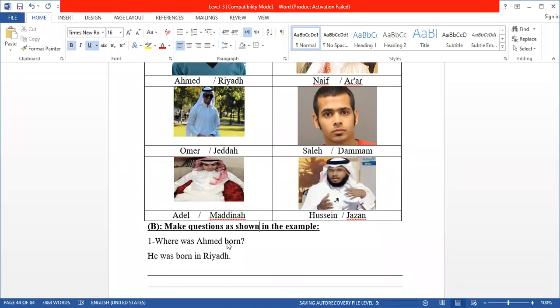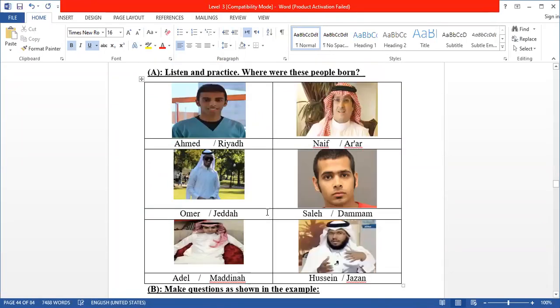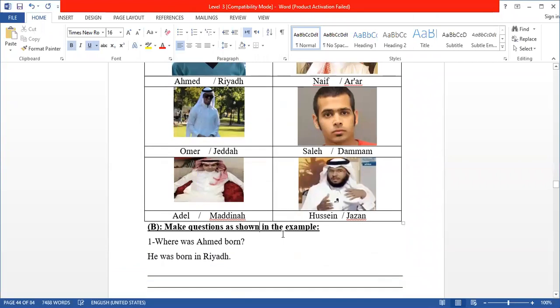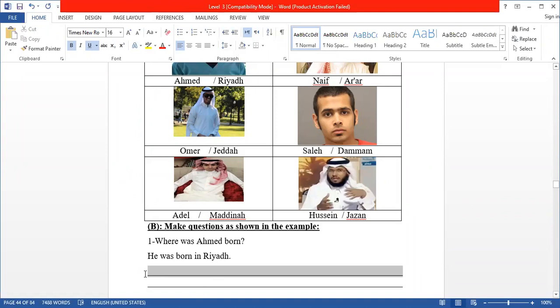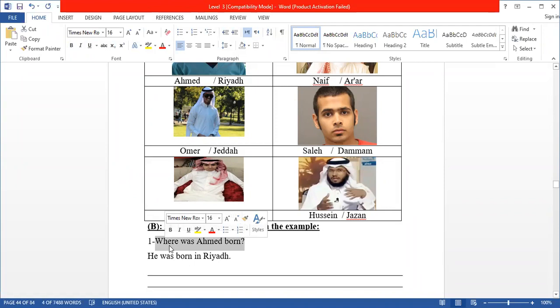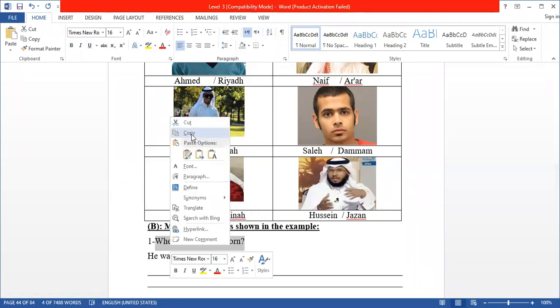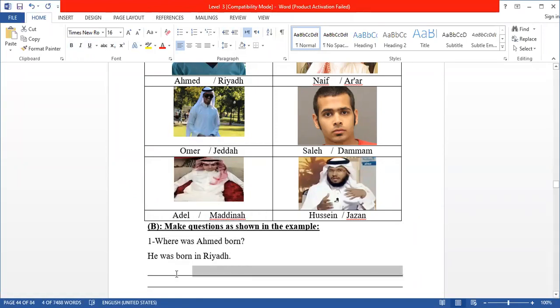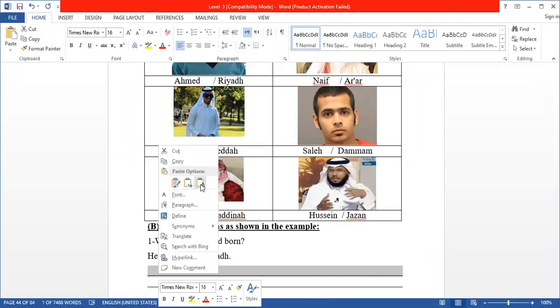Where was Ahmed born? He was born in Riyadh. Yes, we are going to make questions like this. Choose any one of these pictures and ask a question about it. Where was Ahmed born? He was born in Riyadh. What can we say? Where was Adil born? He was born in Medina.